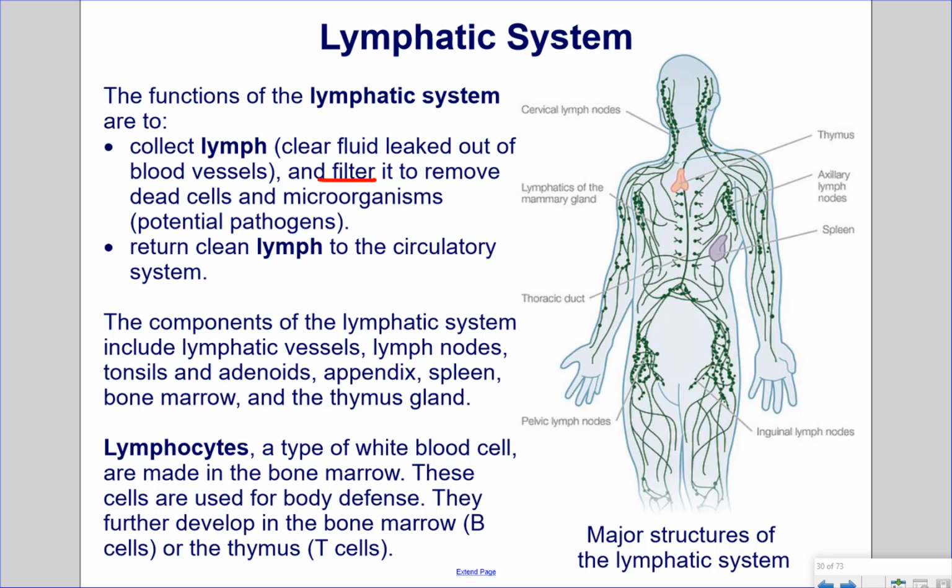Lymphocytes are a type of white blood cell made in the bone marrow. These cells are used for body defense. They further develop in the bone marrow, which are known as B cells, or the thymus, which are known as T cells. Pictured here are the major structures of the lymphatic system.